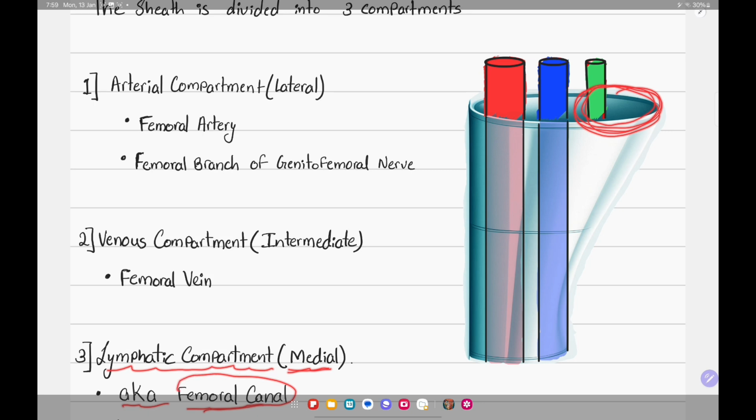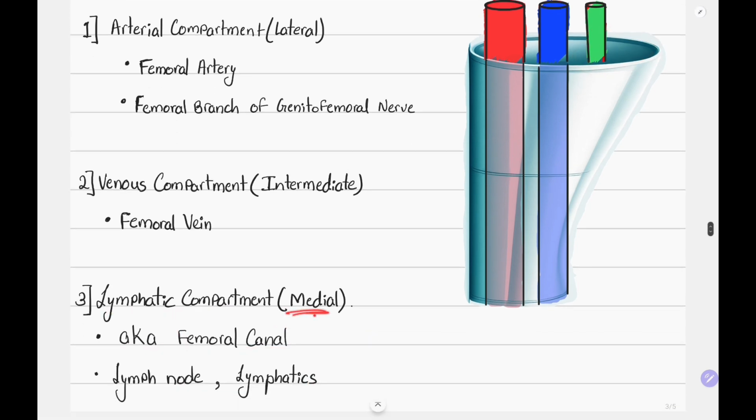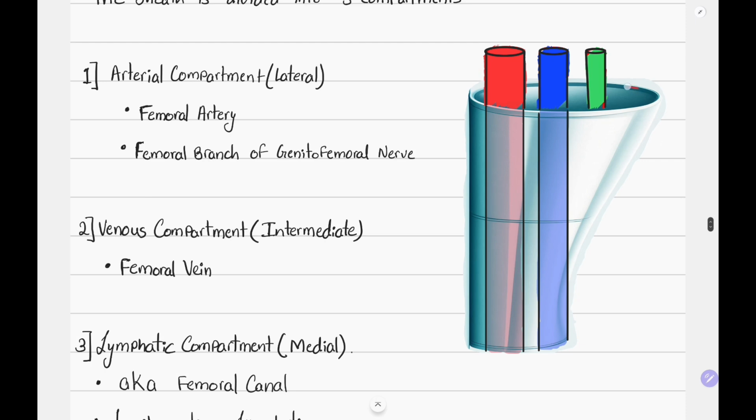Here comes our topic, the femoral canal. This compartment contains the lymph node and lymphatics. Lymphatics are the lymph vessels. So this medial most compartment is also known as our femoral canal. Giving you a brief intro of this femoral canal: it contains the lymph node and lymphatics. This is an inverted cone shaped structure, with its base facing upwards.